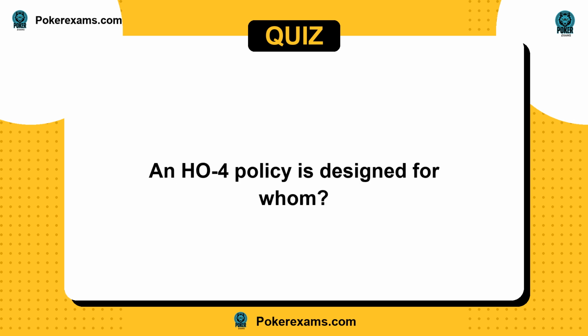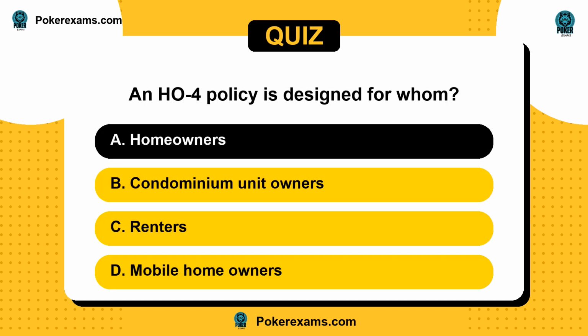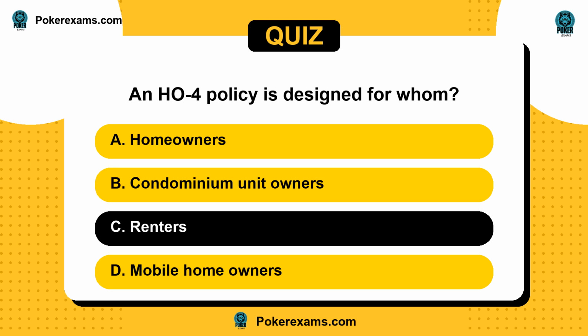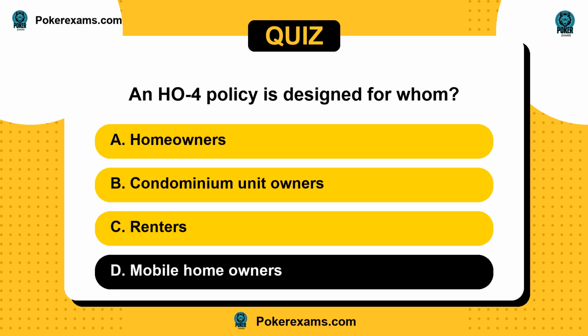Next question. An HO4 policy is designed for whom? Is it A, homeowners? Or B, condominium unit owners? C, renters? Or D, mobile homeowners?